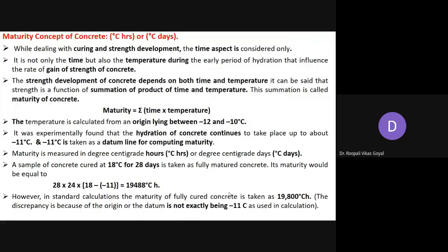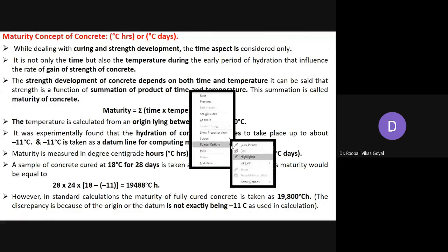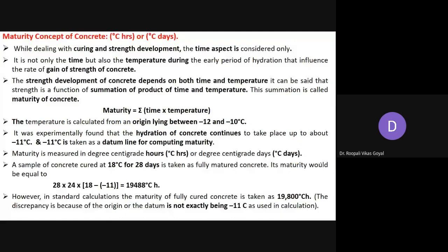So now we are going to discuss this topic, which is called the maturity concept. Up till now, whatever we have discussed, we have just discussed the time aspect. That 28 days, the characteristic strength after 28 days, is important for the strength development. But it is not only time.